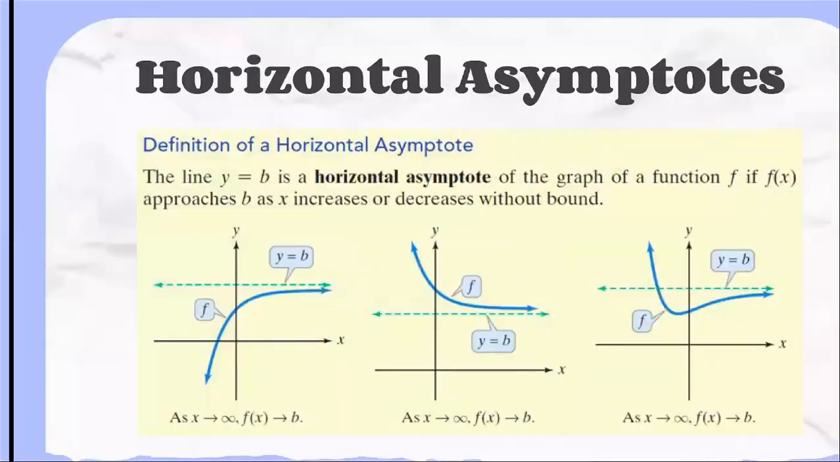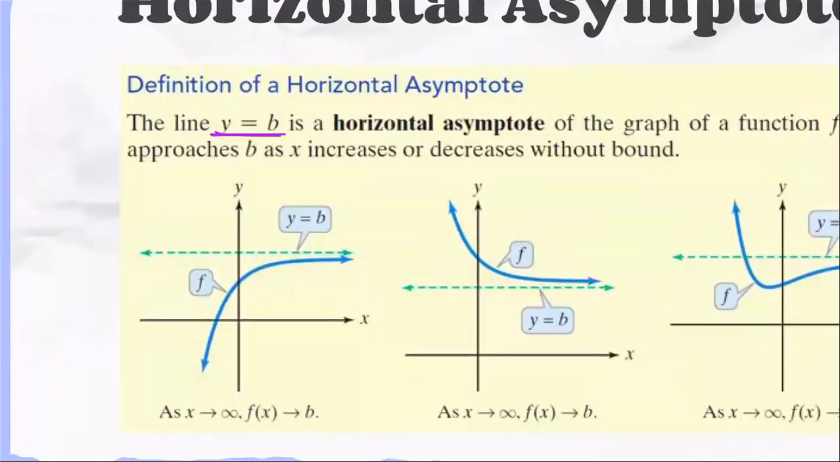All right, let's talk about horizontal asymptotes. All right, so the line y equals b. Notice it's now y equals, not x equals. And that's because it's a horizontal line now, not a vertical line. And this is a horizontal asymptote. This is what it looks like.